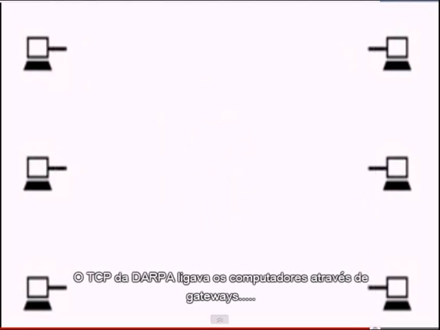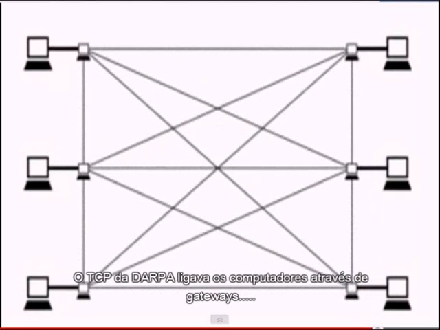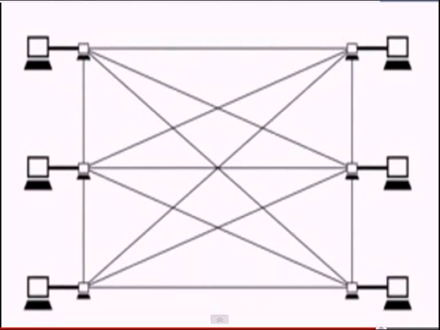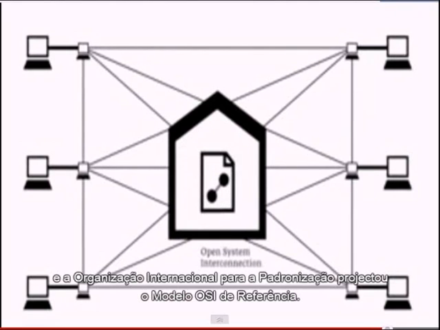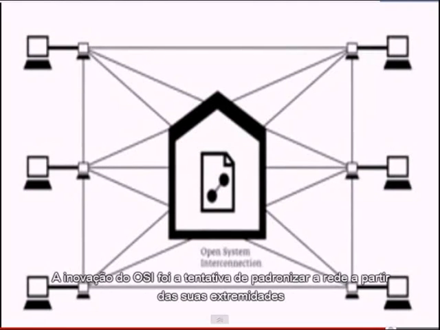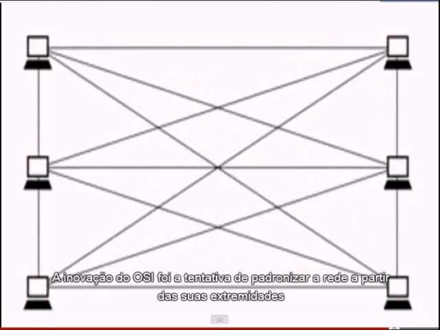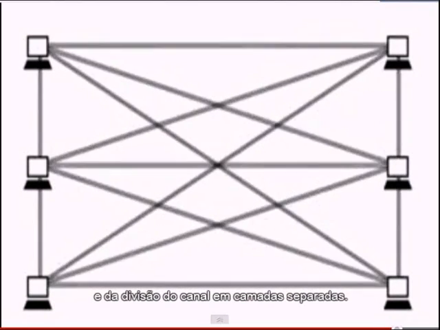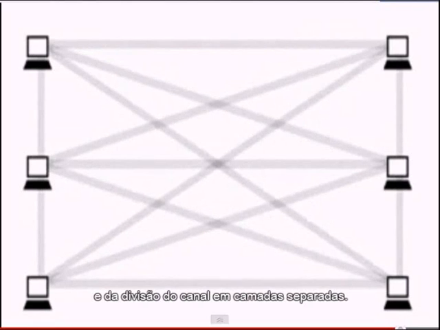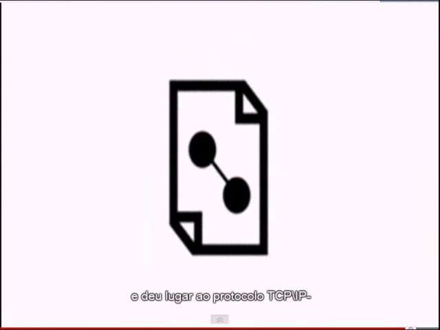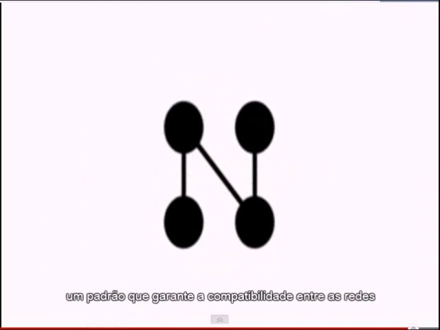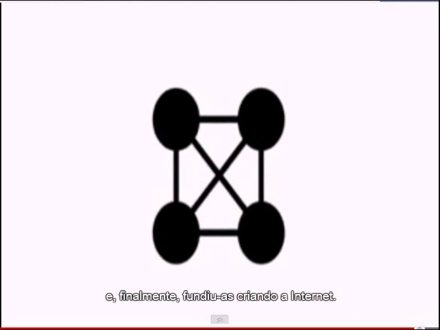DARPA's transmission control protocol was to connect the computers through gateways. And the International Organization for Standardization designed the OSI reference model. The innovation of OSI was the attempt to standardize the network from its ends, and the channel's division into separate layers. Finally, the TCP assimilated the preferences of the OSI reference model and gave way to the TCP/IP protocol, a standard which guaranteed compatibility between networks, and finally merged them, creating the Internet.